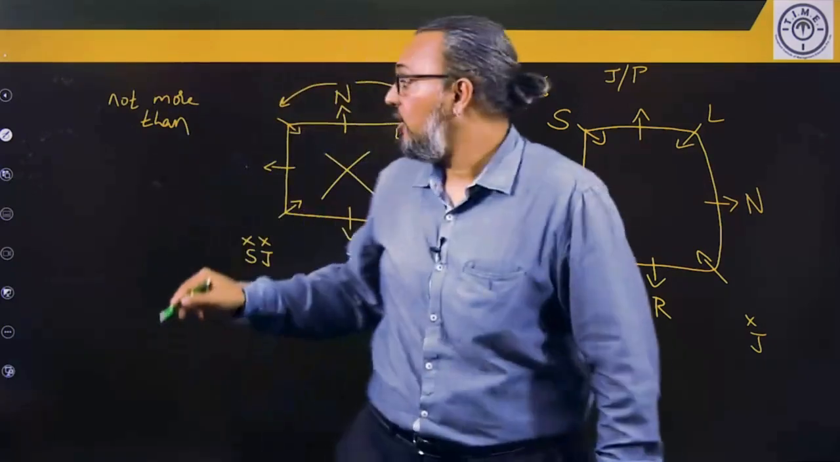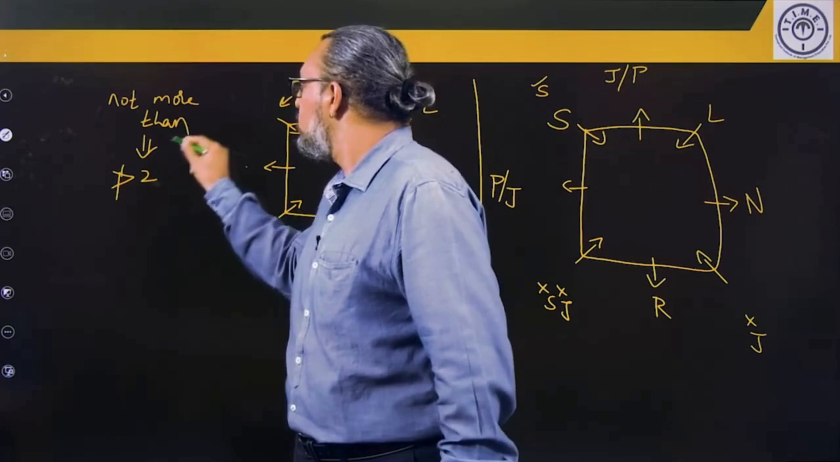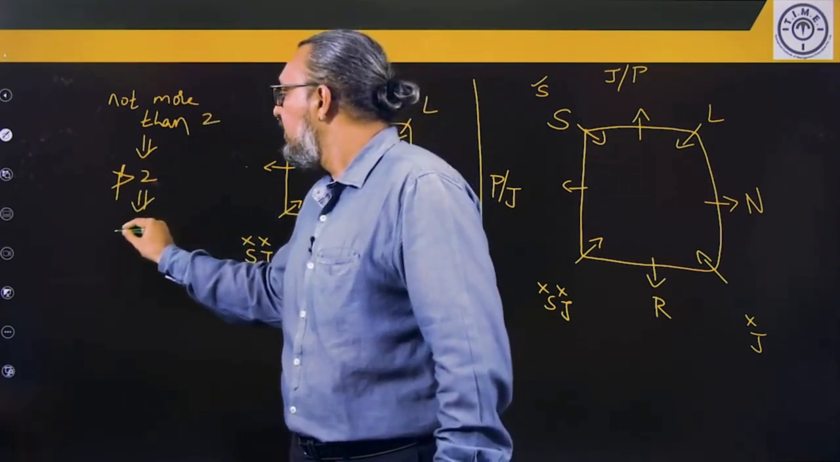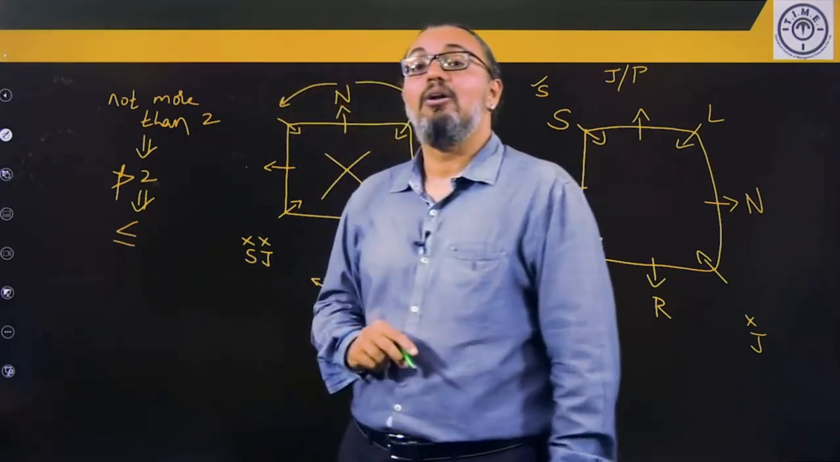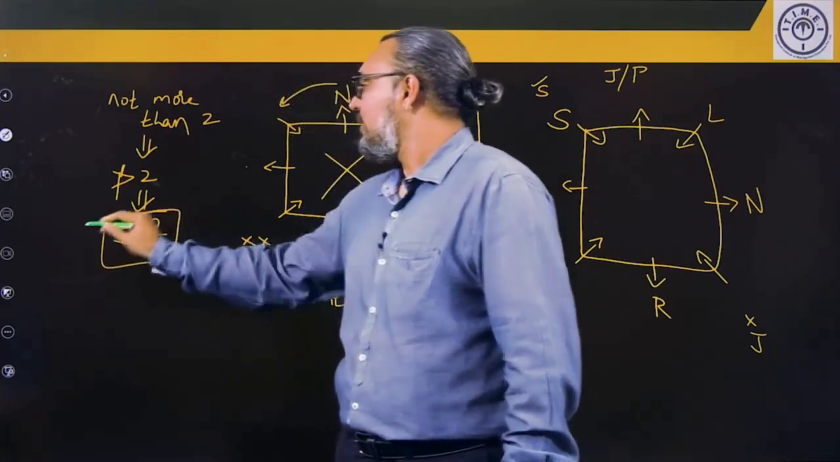Okay. How do you understand "not more than"? It is not greater than 2. So, not more than 2, so not greater than 2. Not greater than means what? Less than or equal to 2. That is how you have to understand.